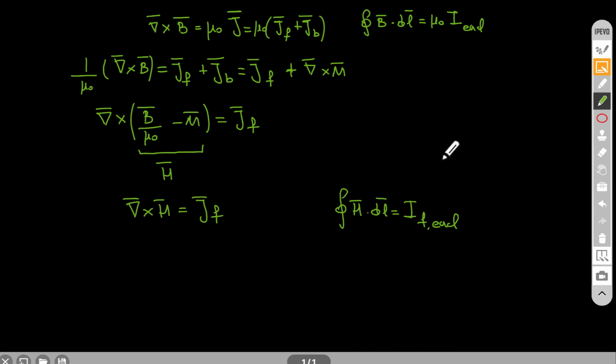So remember, Ampere's law, in the same way as Gauss's law, is always valid. Okay, always valid does not mean that it's always useful.